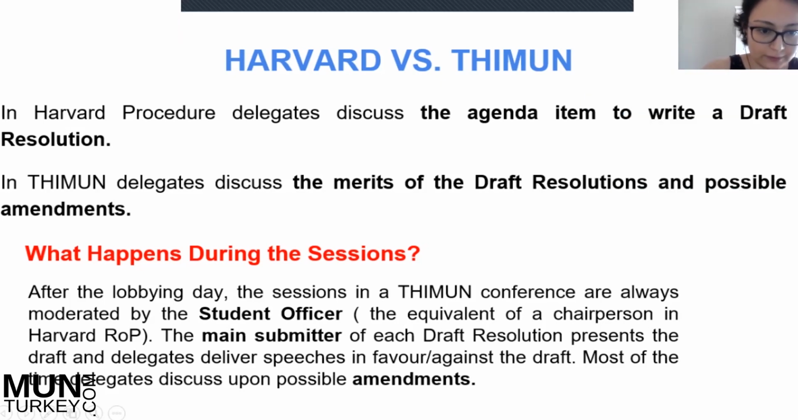So let's move on. The main submitter of each draft resolution presents the draft and delegates deliver speeches in favor and against the draft. Most of the time, delegates discuss possible amendments. So basically, with some delegates, you formed a group and you prepared the draft resolution. During the sessions, you present your resolution, you discuss that resolution, and some other resolutions may be discussed by other members of your committee. And you might propose amendments, or other delegates might propose amendments to your draft resolution as well.